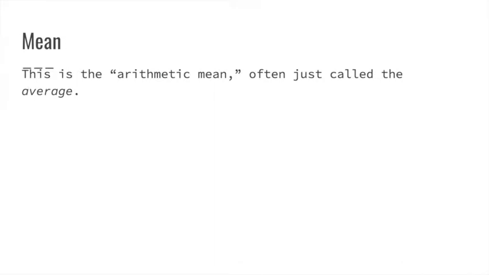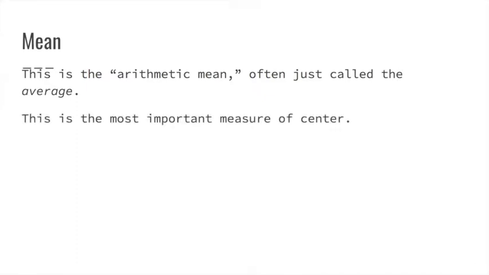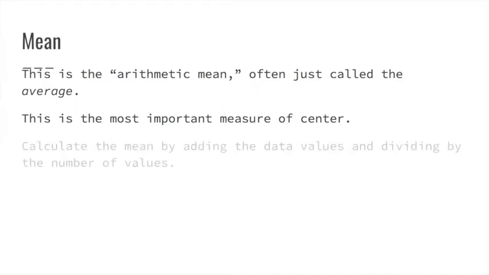Now, if you're familiar with the fact that there are different kinds of means, specifically we're talking about the arithmetic mean, which is what we typically call the average. Like I said, this one's the most important measure of center. We use it in other calculations very frequently. It's the one that most of the population is familiar with, so it's pretty important.